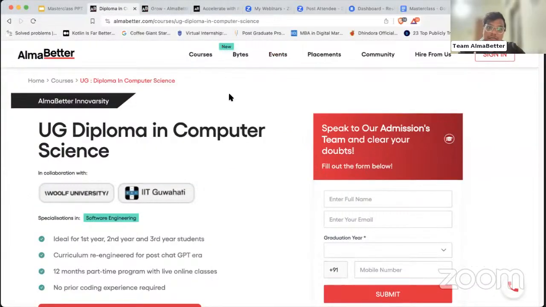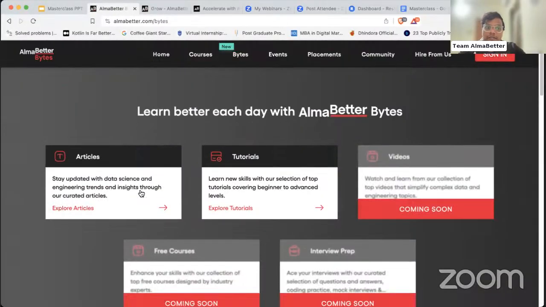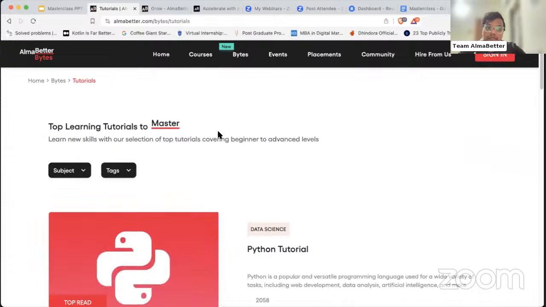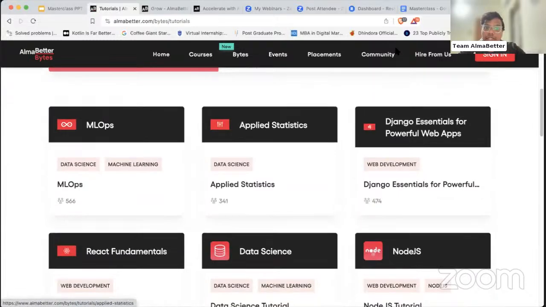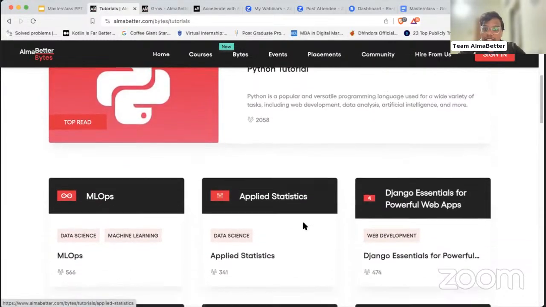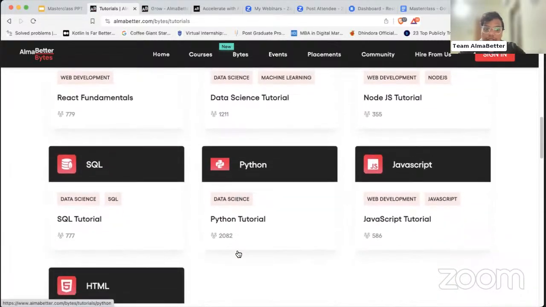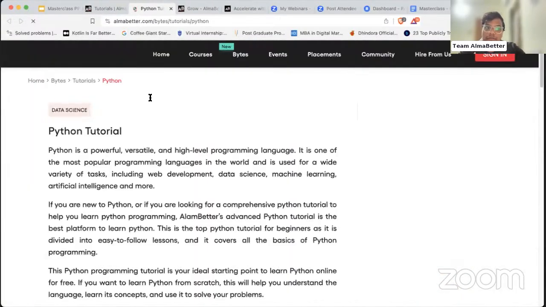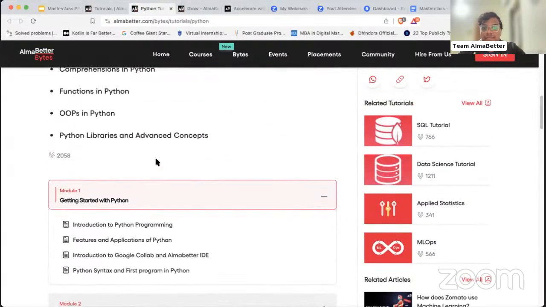Before enrolling, you can see how these things are working. We have Bytes, and in Bytes we have articles and tutorials. You can go through tutorials. Here we have a Python tutorial and ML Ops, applied statistics, Node.js, data science also, Python, SQL, JavaScript. For example, if you want to go to Python, you can see all those things, you can learn them, you'll get an idea, right?